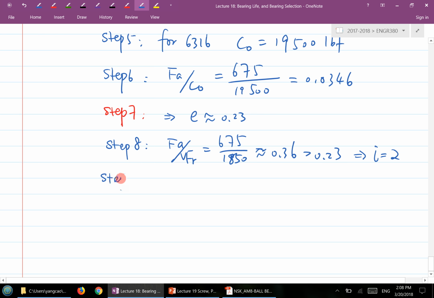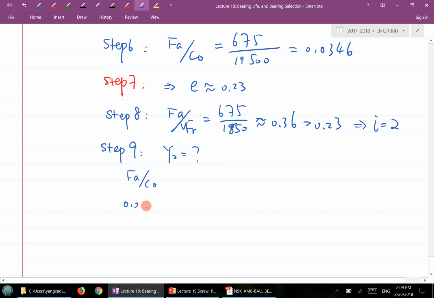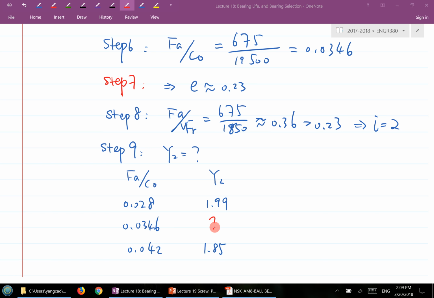So step number 9 now is: what is the Y2 here? If you look at the current FA over C naught from the table, here's 0.028, 0.0346, 0.042. The corresponding Y2 for this one is 1.99, for this one is 1.85. So the question is, what's the Y2 corresponding to this particular value here? Here you need to do a linear interpolation.